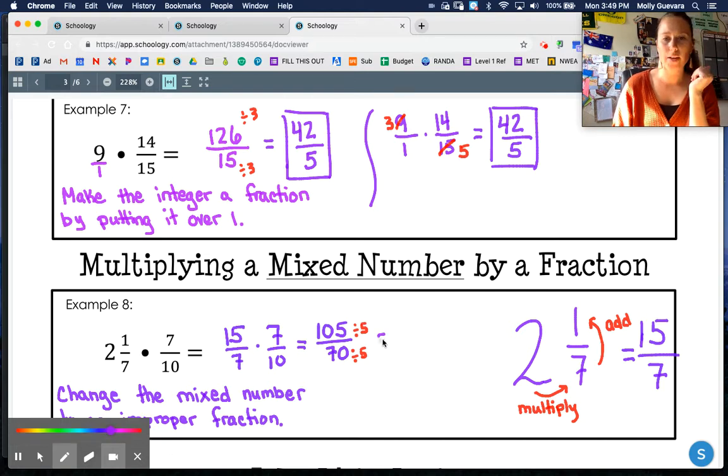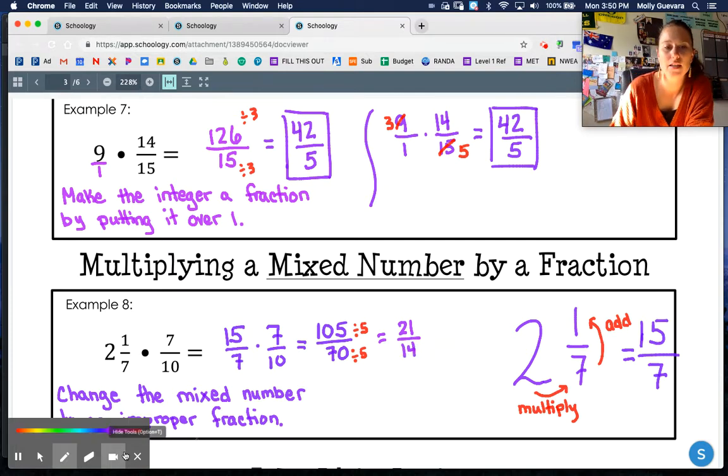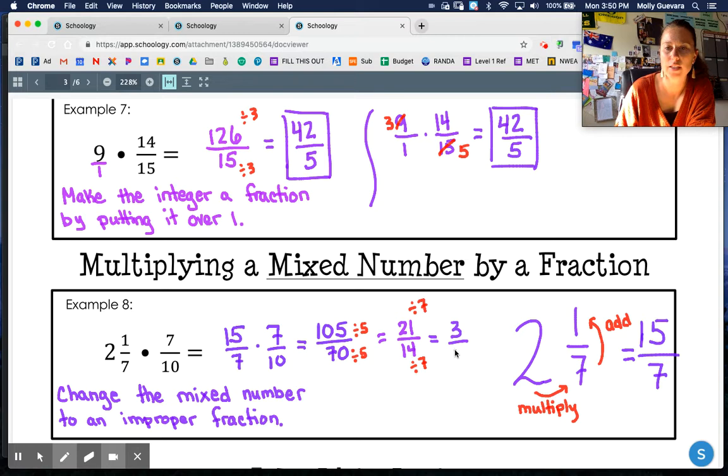So 105 divided by 5 is 21, and 70 divided by 5 is 14. Now I can clearly see another number that goes into both of these, which is 7. All right, 7 goes into both of those, so I can reduce again. 21 divided by 7 is 3, and 14 divided by 7 is 2. So I get 3 over 2.